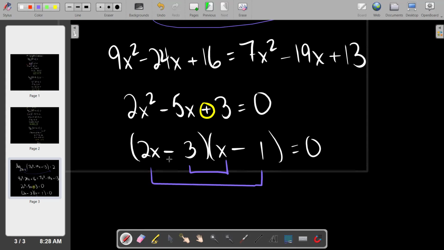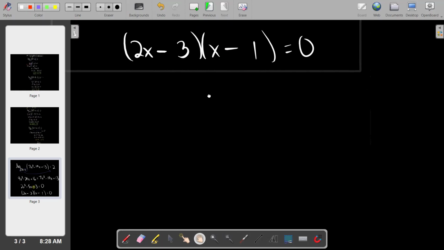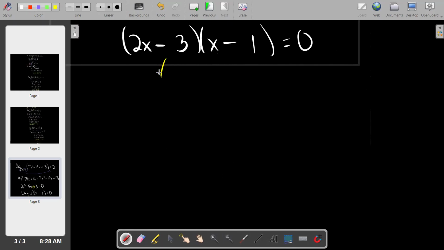So, hoo-ha, we got it. So, what are my candidates for solutionosity? It's 3 over 2. And then this one is obviously 1, right? So we do what we do. We're not out of the woods yet. We've got to go check and see if anybody works, if anybody fails. And you just check them one at a time.